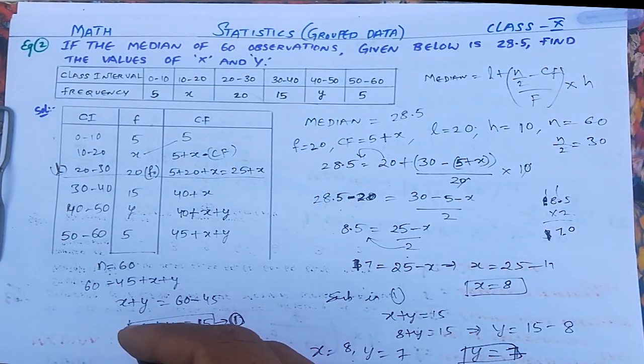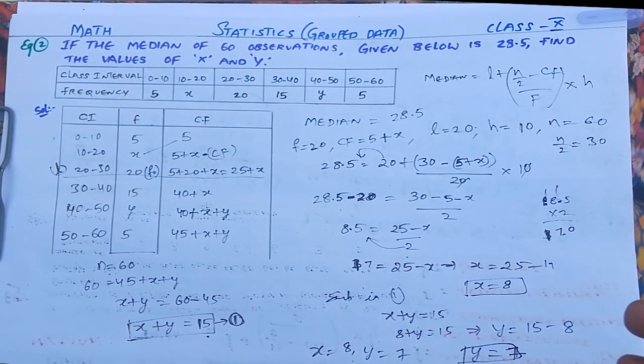I hope you understood. This is an important type for final exams: missing frequency from median.